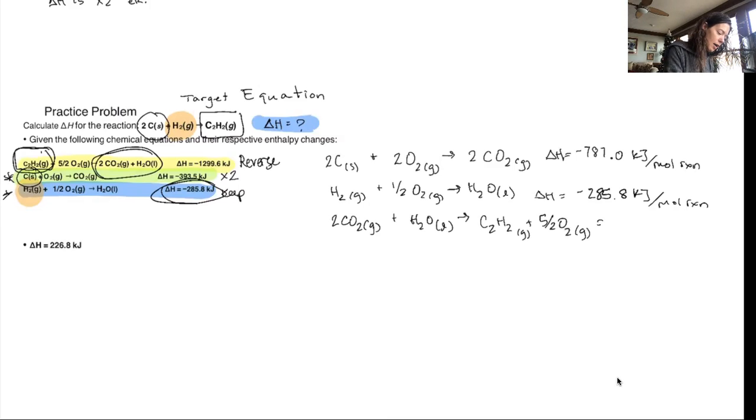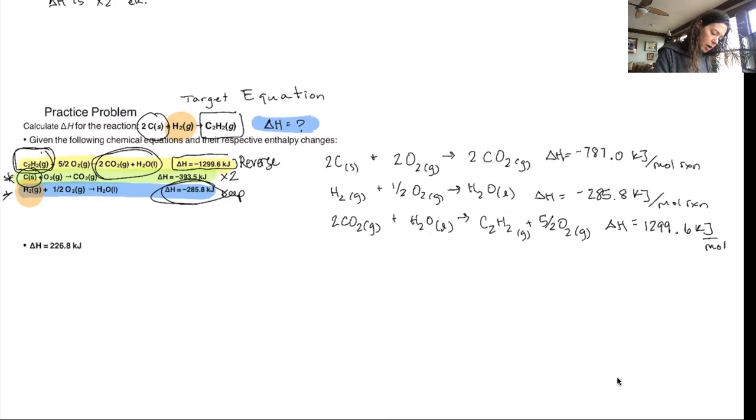And because I wrote my reaction in the reverse form, I need to look at my delta H, which is negative 1299, and I need to make that a positive 1299.6, and that is kilojoules per mole of ethine formed, or reaction in this case. So I've used all my reactants, these 3 over here, so that tells me I should be done. I have also made it through here.